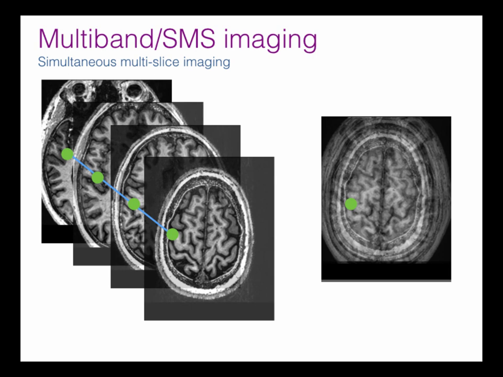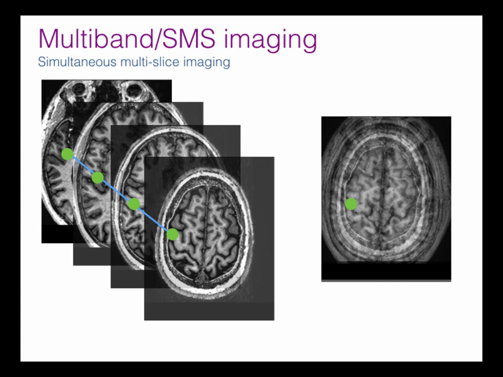But we just worked out that with the coil profiles, we can separate overlapped images. So basically, what multiband imaging does is use the coil profiles, just like we did in SENSE and GRAPPA, to separate these slices into their constituent parts.